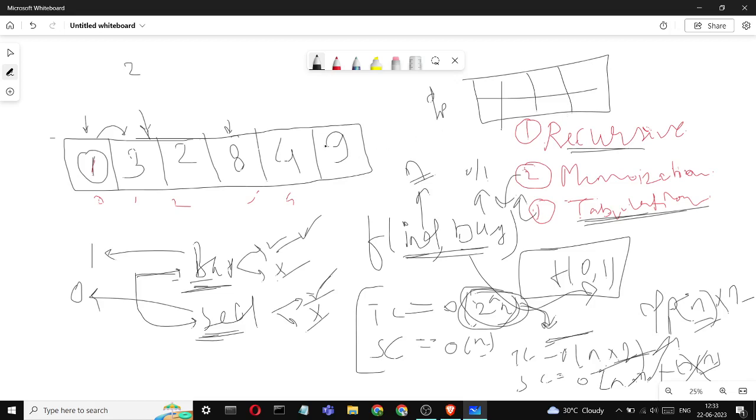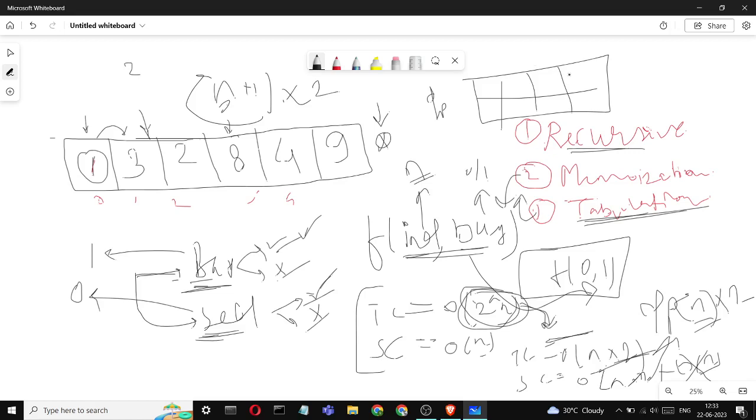So what was the base case in the recursive solution? If you reach the last index, you cannot make any profit, you cannot buy or sell anything. So we will make the dp table of size n plus 1 cross 2. Why n plus 1? Because the base case was if you are on the last index, you cannot buy or sell. So the size of the dp table will be n plus 1 cross 2.